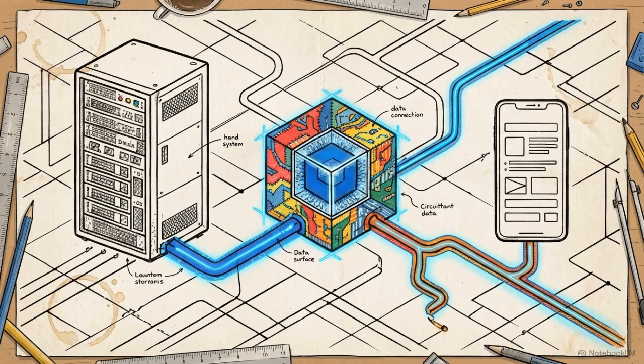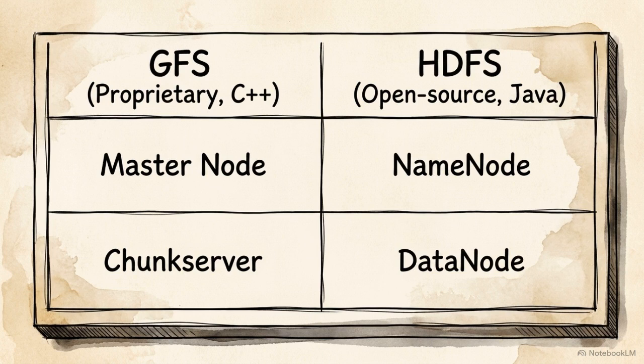Google's design was the basis for the open-source community's Hadoop Distributed File System, or HDFS. This table highlights exact exam terminology mapping. The GFS master node becomes the Hadoop name node. The GFS chunk server becomes the Hadoop data node.